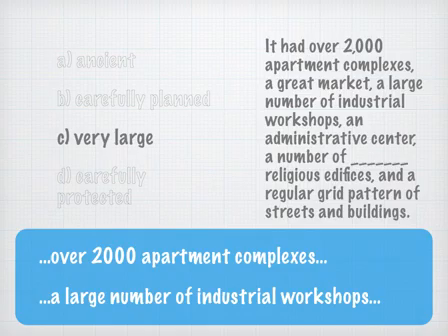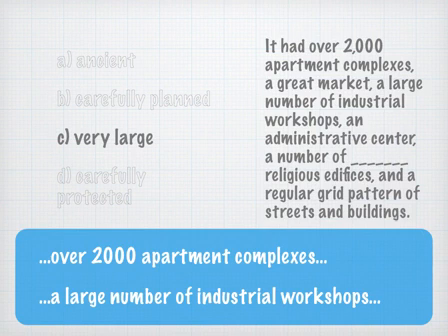So there's been less of an emphasis on the design of the grid patterns of streets and buildings, and more of an emphasis on the idea of bigness in this paragraph. So through this process of elimination and carefully analyzing the text, carefully analyzing the segment that we're trying to solve here in the question, we can actually leave option C, which is very large. And if you look at the list of things going before it, the apartment complexes, the market, the industrial workshops, we can see that there's a running theme through this.